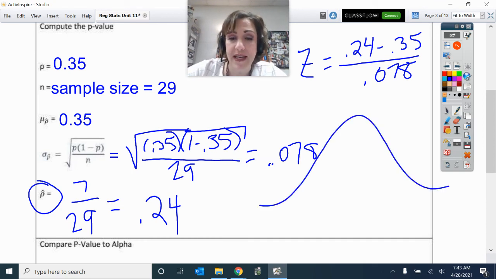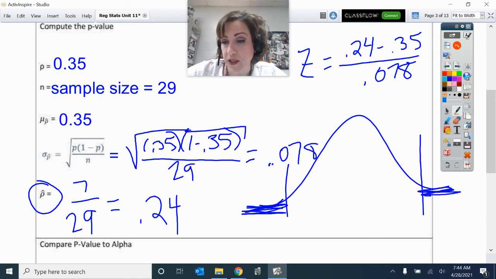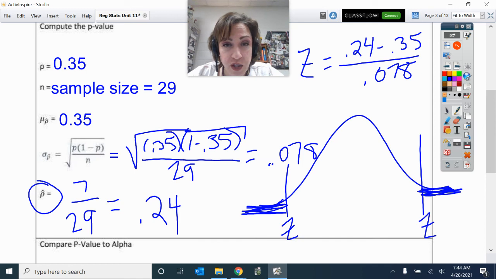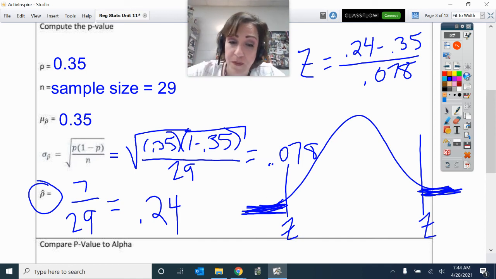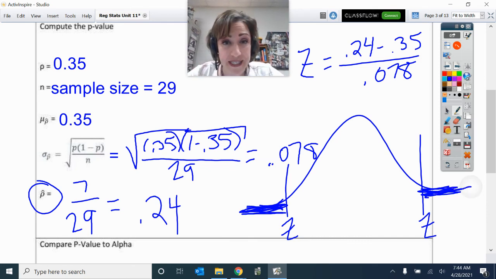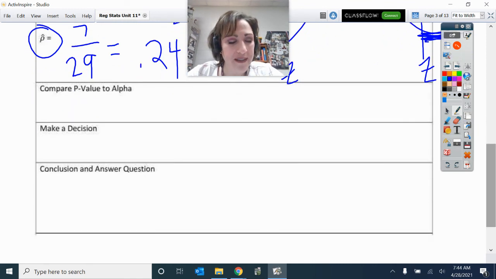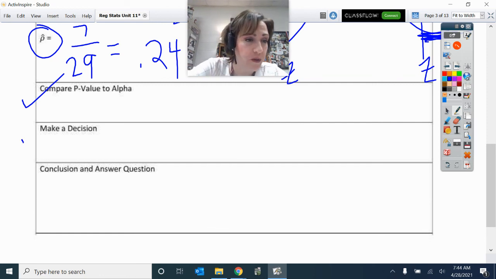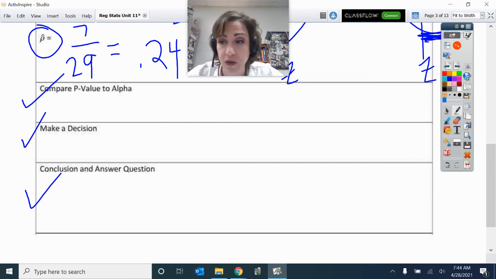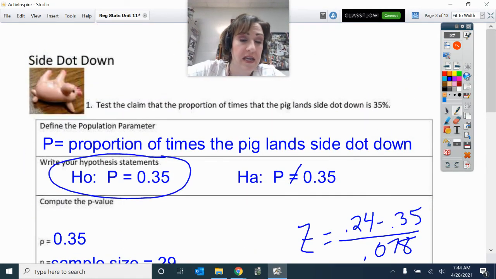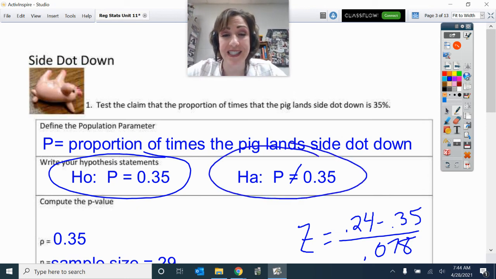But once you do that, if you have a negative z-score, do your p-value more extreme. If you have a positive z-score, do your p-value more extreme. So based on if you have a negative z-score or a positive z-score, that will tell you how to get your p-value by norm CDFing from negative 99 or norm CDFing to positive 99. And then the rest of this is what you're familiar with. Compare your p-value to alpha, and if that p-value is low, reject H0 and conclude. So if you reject H0, then you conclude that the pig lands on its side a different amount than 0.35. Now, you don't know what that is, but you can say it is a different amount than 0.35. Okay, so that is how that works.